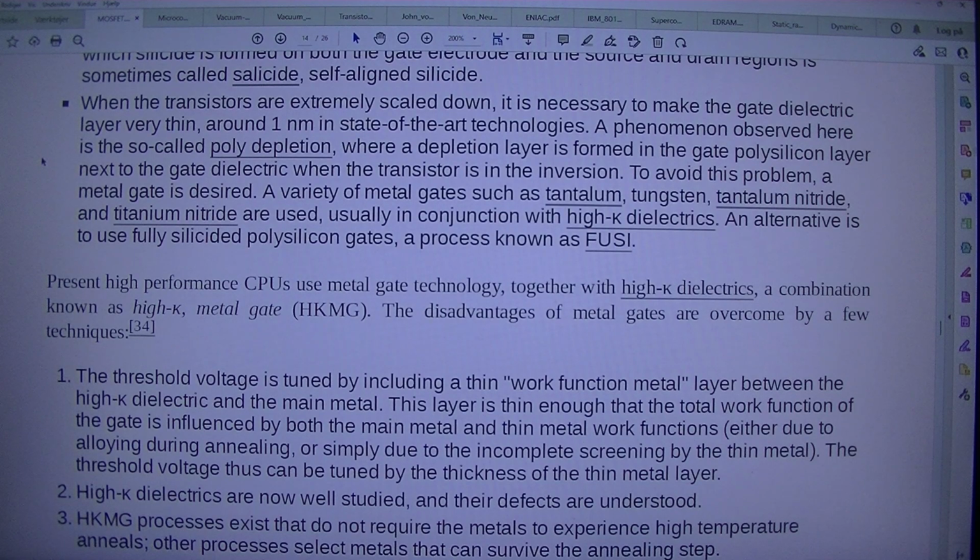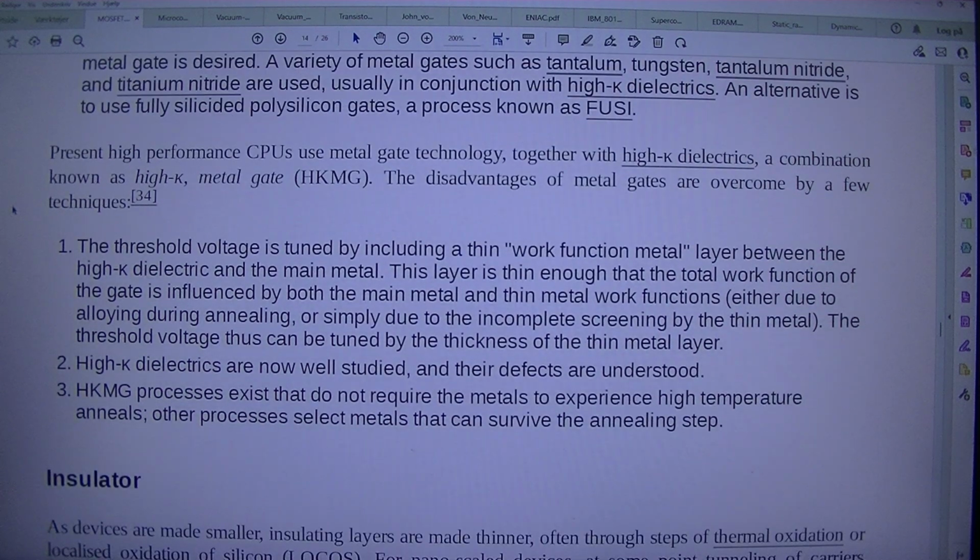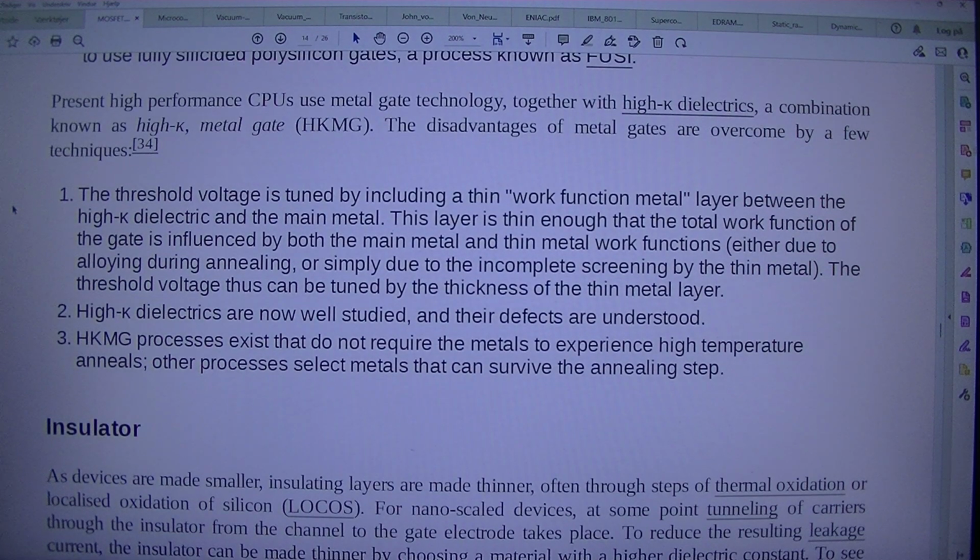A variety of metal gates such as tantalum, tungsten, tantalum nitride and titanium nitride are used, usually in conjunction with high-k dielectrics. An alternative is to use fully silicided polysilicon gates, a process known as FUSI. Present high-performance CPUs use metal gate technology, together with high-k dielectrics, a combination known as high-k metal gate, HKMG. The disadvantages of metal gates are overcome by a few techniques.